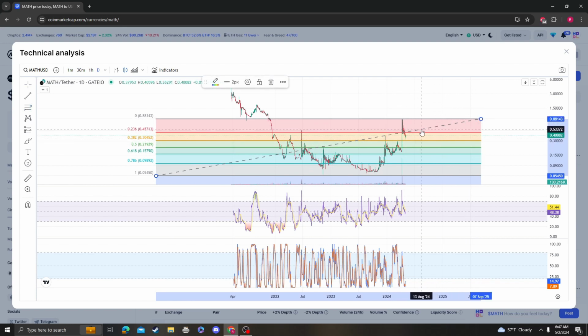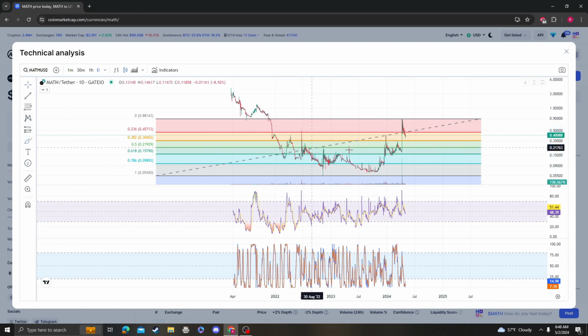So obviously the 0.236 support at 45 cents didn't hold. The next area of support is going to be 30 cents, which is the 28, 30 cents. And then if it breaks below that, then the next area of support is going to be 21 cents. I think that if it does move down to the 0.5 at 21 cents, that would reset the RSI.